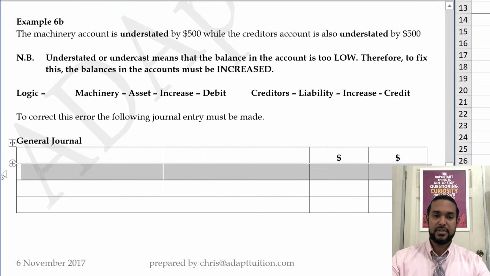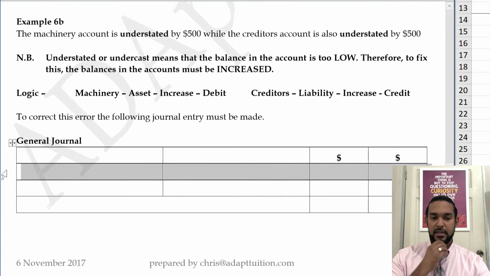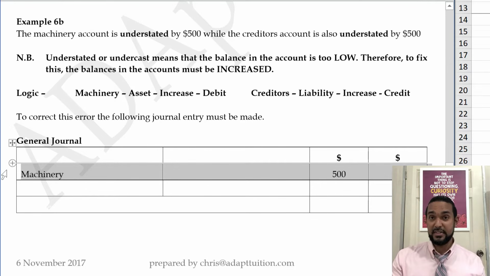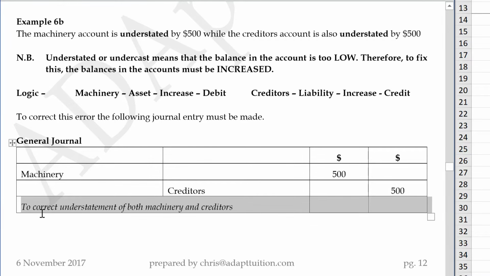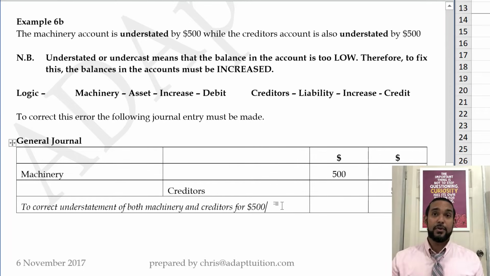So once again, we're going to debit machinery. Because machinery was an asset, it was understated. We need to increase it, so we're going to debit machinery. Similarly, with creditors, we're going to credit creditors because it's a liability. It was understated, therefore we needed to increase the balance in the account, which requires a credit to the creditors account, to the liability account. So, to correct understatement of both machinery and creditors for 500.